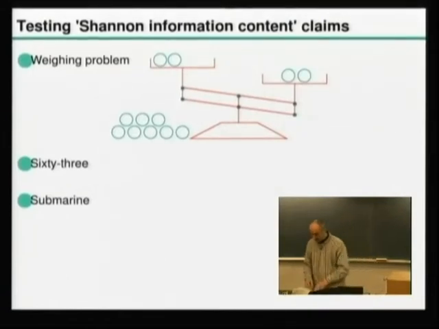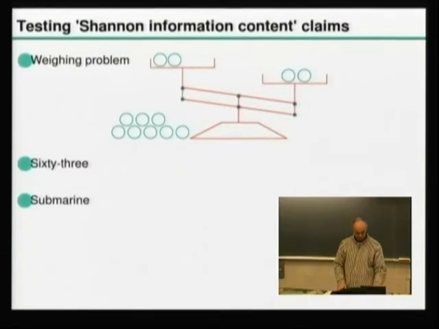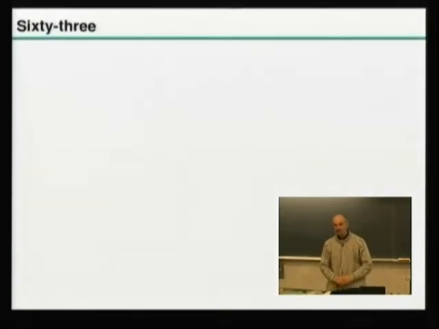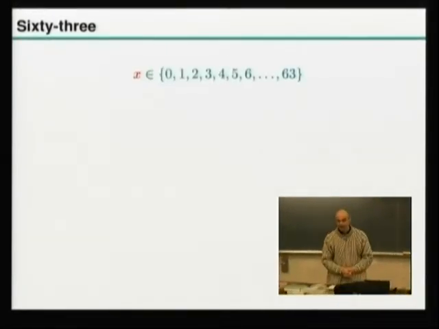I first want to look at two slightly simpler examples, two more little games, to think about these claims about the Shannon information content. The first game is called 63, and it works like this. In 63, I think of a number, and the number is drawn from the set 0, 1, up to 63. So I pick a number, and then you ask me questions, and I say yes or no to your questions. And when you know what it is, you say, I know x.